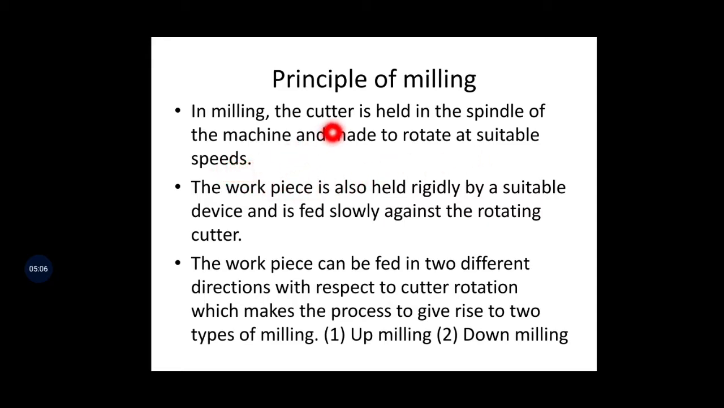I have shown you the figure. The cutter is held in the spindle. The milling cutter has to rotate, so it has to be held firmly. It should not come out from the spindle, and it has to be made to rotate at suitable speeds. You can fix the speeds also. The workpiece is also held rigidly by a suitable device and is fed slowly against the rotating cutter. So I have shown here.